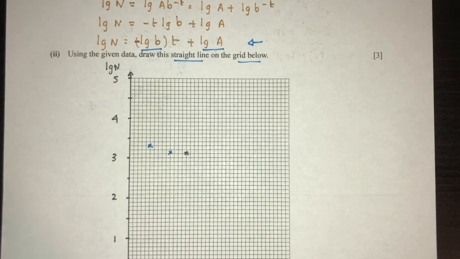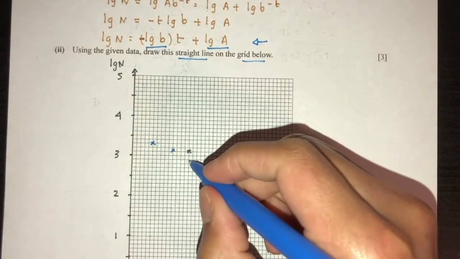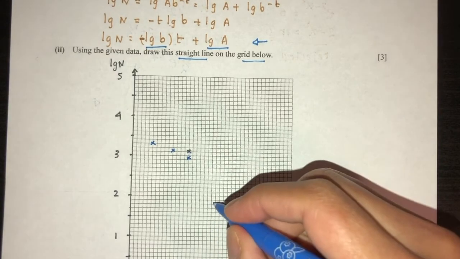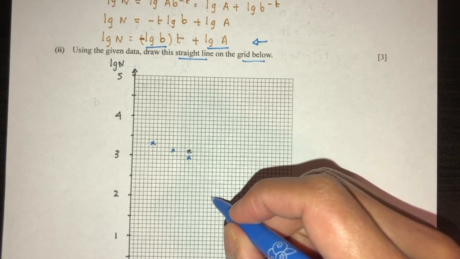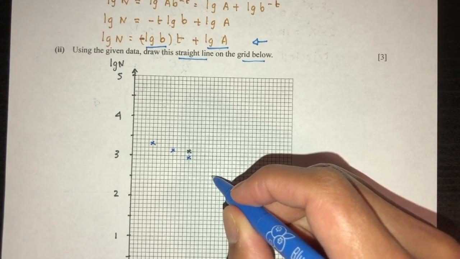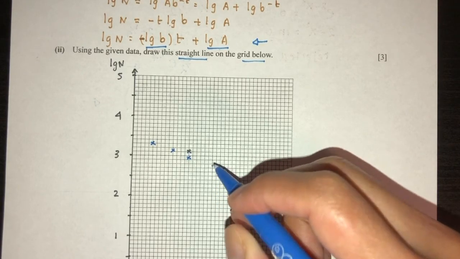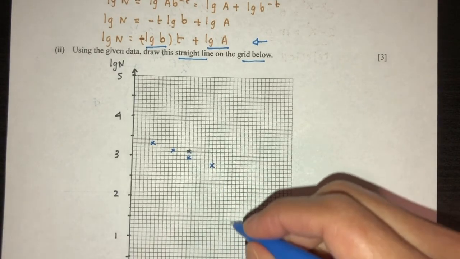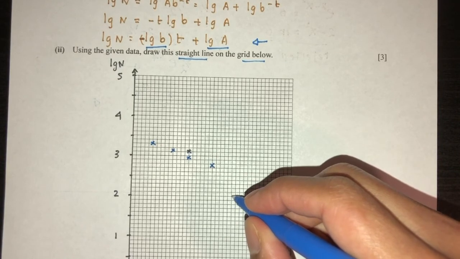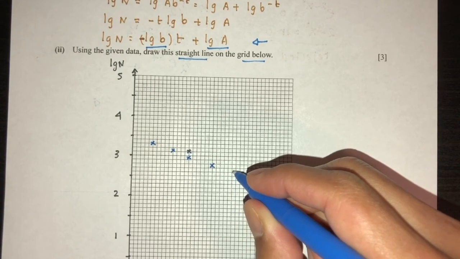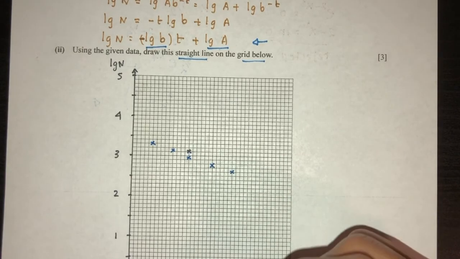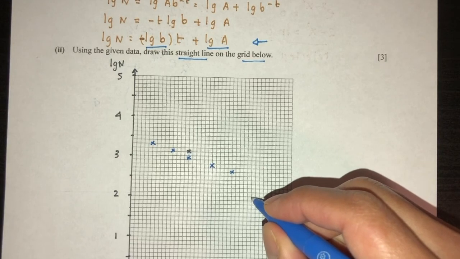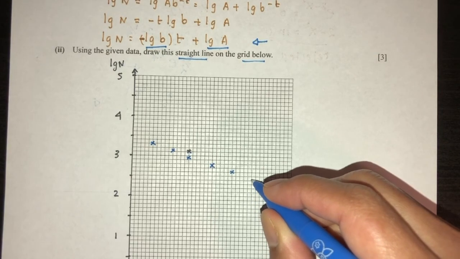Now 3 will be 2.95, and we have 4 will be 2.77. And we have 5 will be 2.60. That should be here. Then 6 will be, sorry, 2.41. 2.41 will be here, about here.